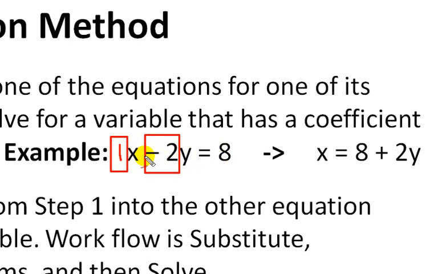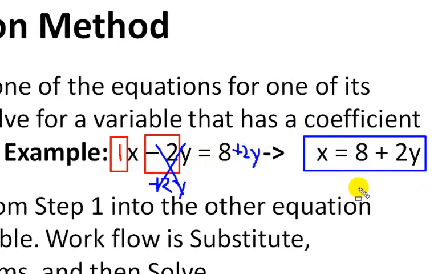So to solve for x, I would want to get rid of this minus 2y, and I would do that by adding 2y to both sides. When I add 2y here, this will cancel out, and I would get left with x equals 8 plus 2y, which is what I have over here.